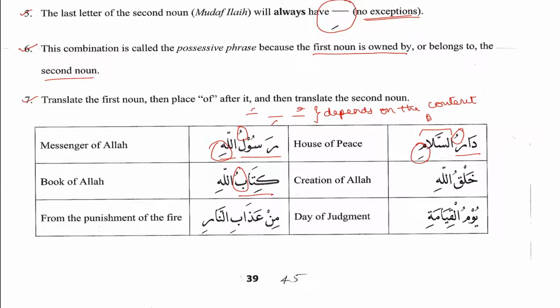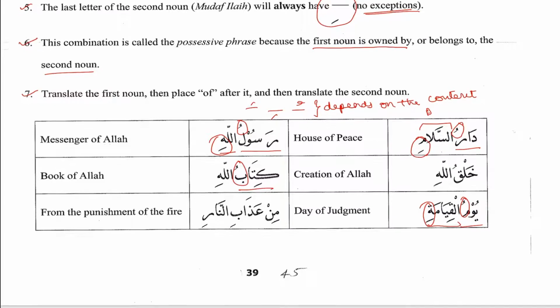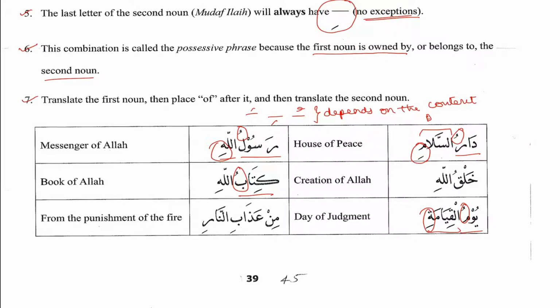So again, Yawmul Qiyamati. So which day? Day of judgment. So Yawmu, again, is indefinite, it does not have any tanween here, just a single vowel, just a single i'rab. And the second noun is a definite noun, but it doesn't always have to be, but the last letter will always have a kasra. Qiyamati, al qiyamati, min azabin nari.